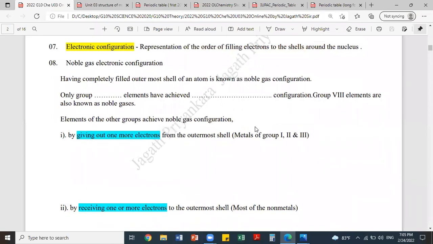Now let's see what is electronic configuration. Okay, let's move on. Electronic configuration is, I'll use a white screen, white background to try to explain this.